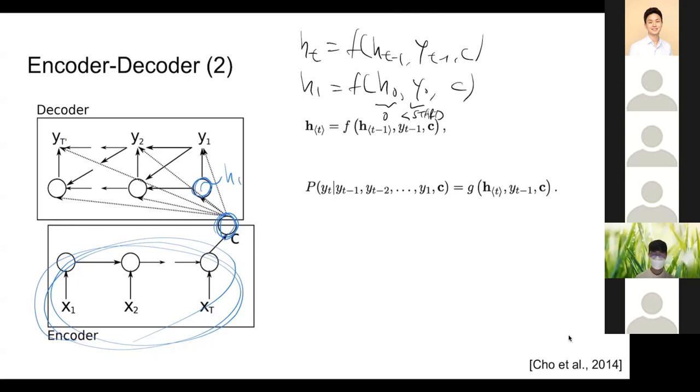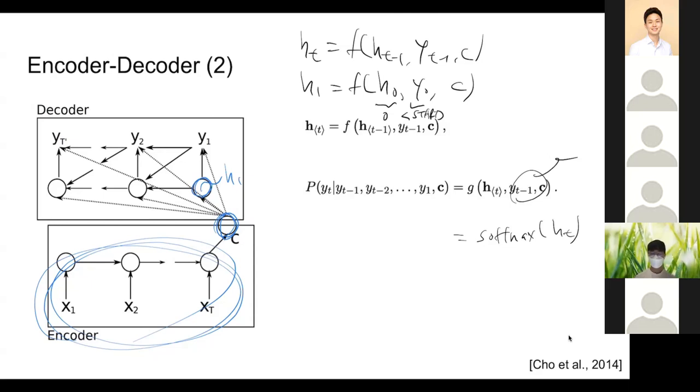And now this creates H1, and then you use this with YT minus one and C, you have this second function g. And oftentimes this can be simply just softmax of HT. You can just ignore these two. In the original paper, I think they used both, but conceptually you can think of the current YT as simply dependent on the current hidden state. And now you have this probability distribution in the vocab space of the output words.